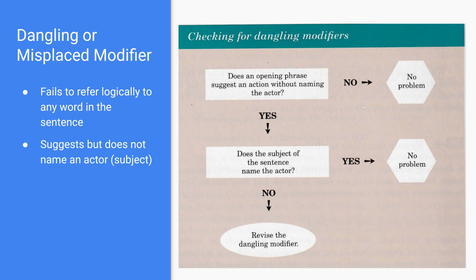And I do have your checklist here for checking for dangling modifiers. So to start, does an opening phrase suggest an action without naming the actor? And if that does not happen, then of course there isn't a problem, but let's say it did. So an opening phrase in your sentence suggests an action but isn't naming an actor. And then does the subject of the sentence name the actor? If it does not, then you need to revise your dangling modifier.